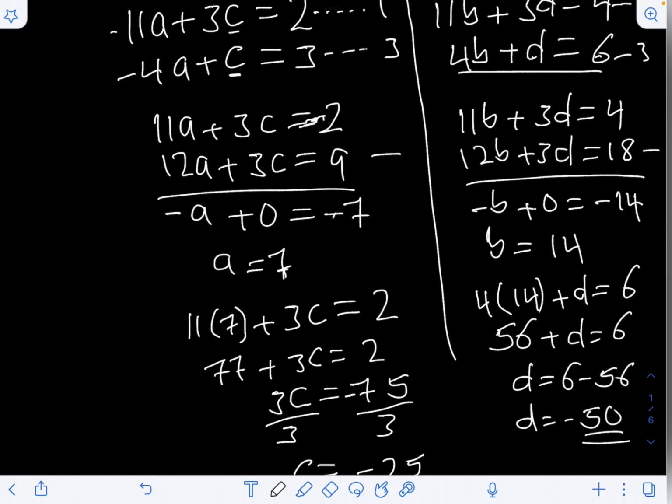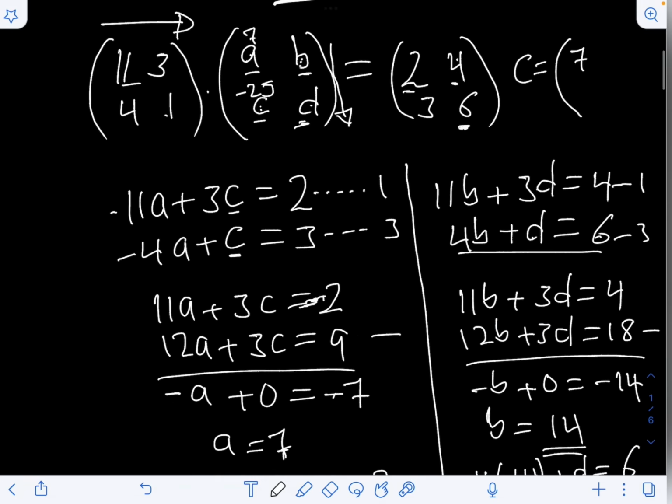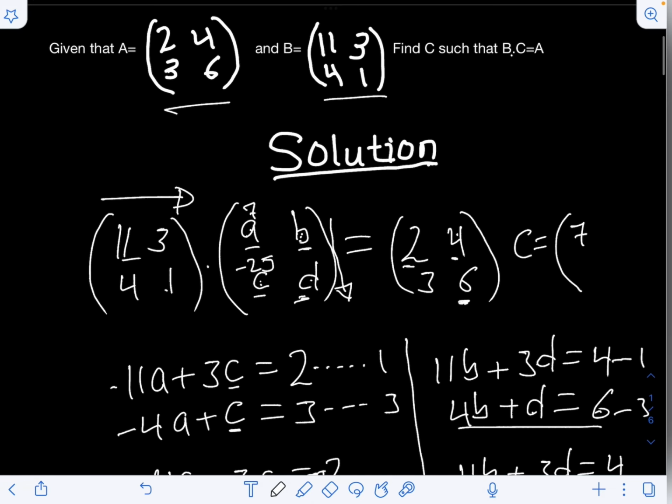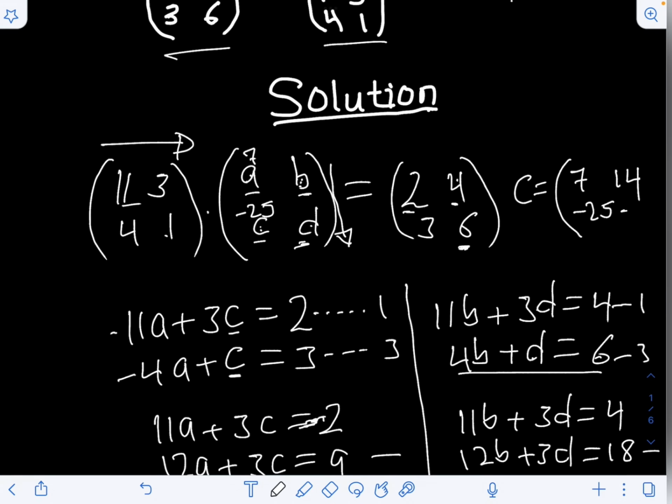So we got D, which is negative 50, and B, which is 14. So let us go back to our original equation. We got A to be 7, and we found the value of C. So A is 7 and B is, yeah, exactly, positive 14. So it's positive 14. Then C is negative 25. And D is negative 50. Very good. So this one is our final answer.